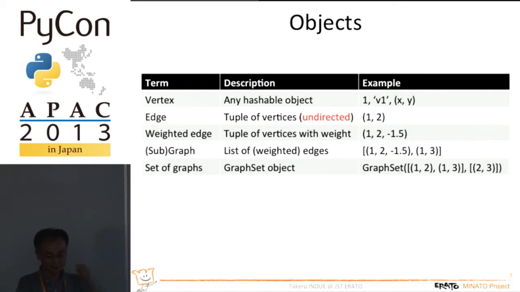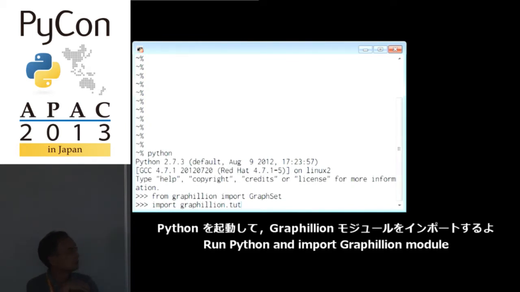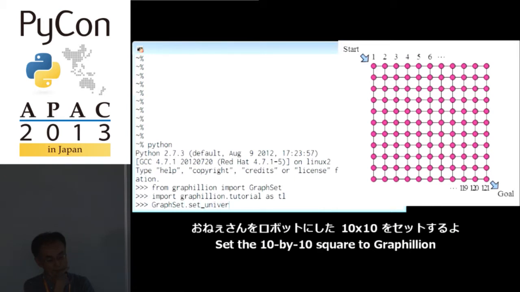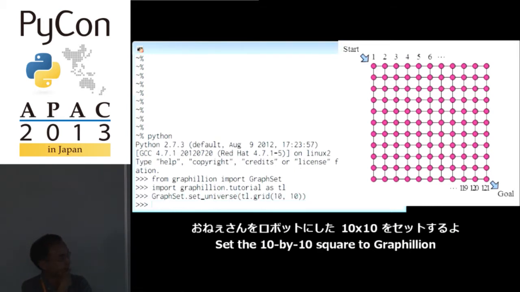Okay, let's continue. Graphillion.tutorial is a helper module for the demo. It provides useful functions like Grapherium. Okay, so this is a very important point.